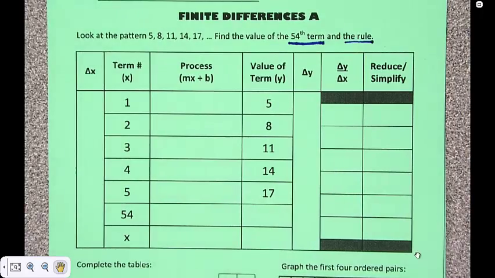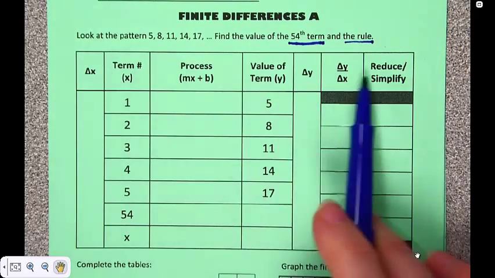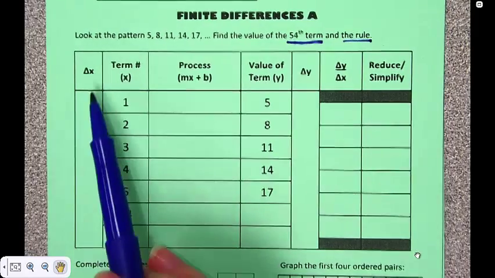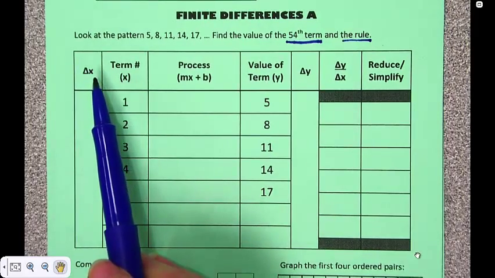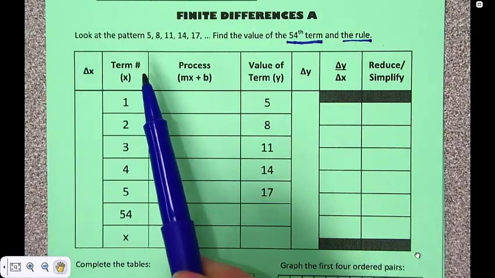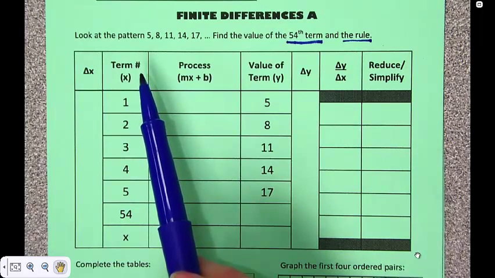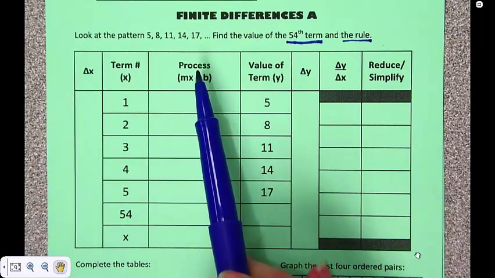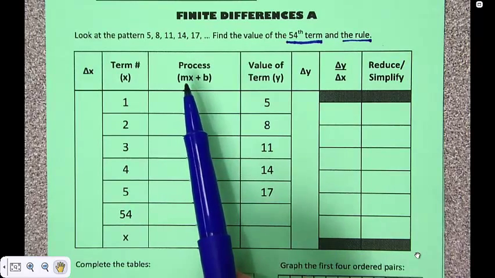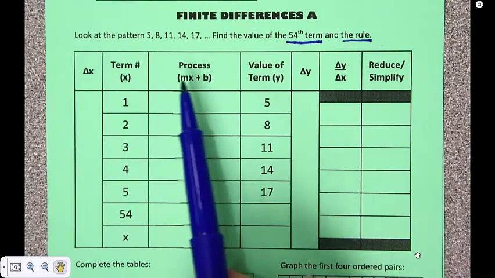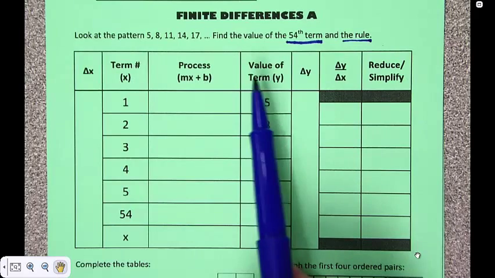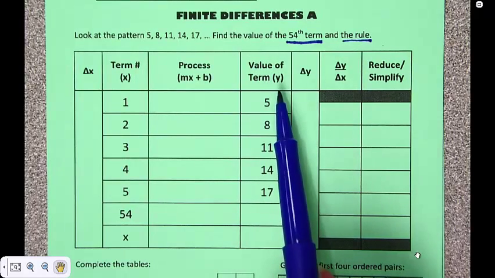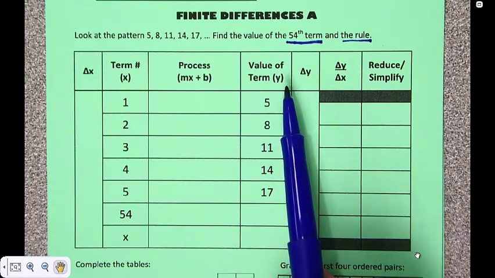Now, since this is our first one that we're doing, I'm going to explain a few things that are along the top of our table. Delta x is our change in our x value, which in our case is the next column, which is our term number. Our process column is going to be our combination of mx plus b. It will be how we get from this column to this column. Our next column is the value of the term, which is our y value, or our output.